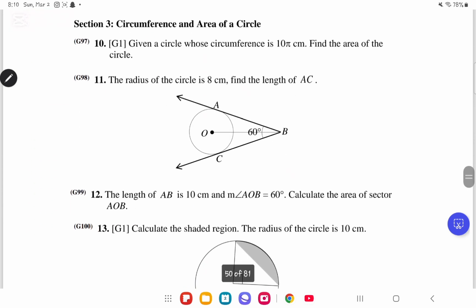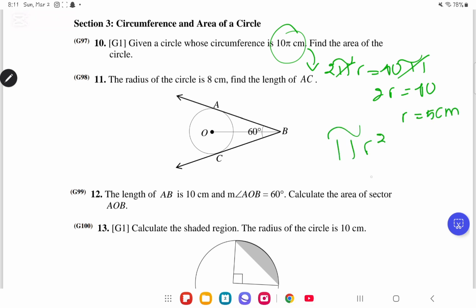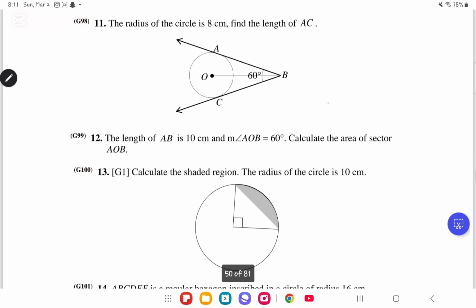We move on to question number 10, grid 1. They told us, given a circle whose circumference is 10 pi, find the area of the circle. We know that the circumference of a circle is 2 pi r, so it is equal to 10 pi. You cancel pi on both sides and you're left with 2r equals 10, so r is equal to 5 centimeters. Now to find the area, we know that the area of a circle is pi r squared. So it's pi times 5 squared, which is then 25 pi.